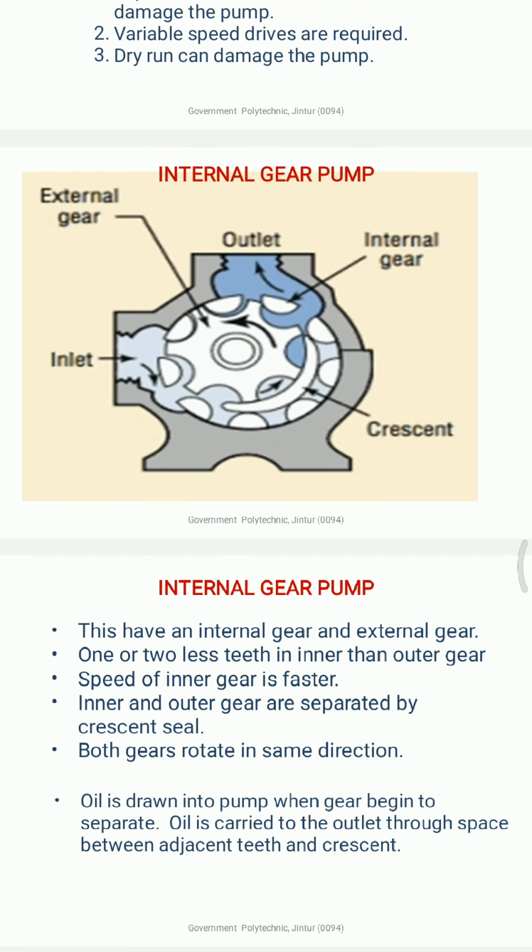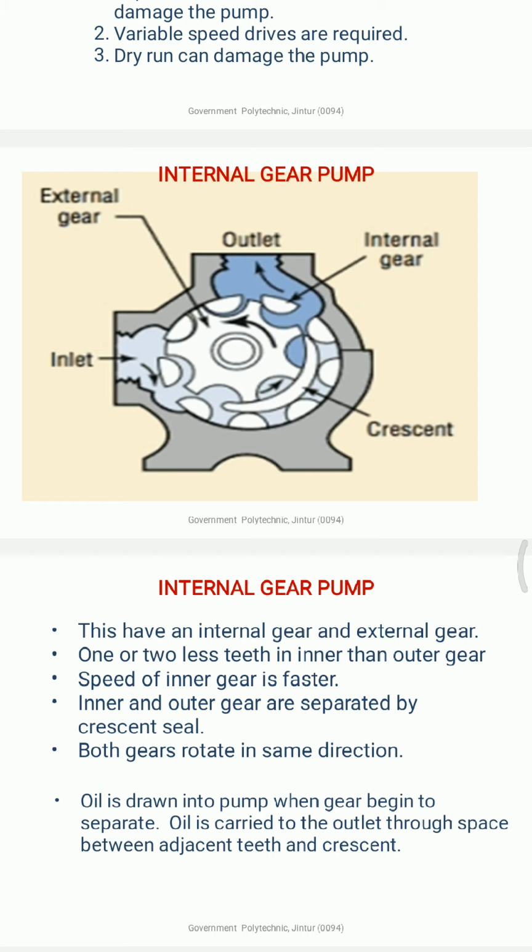Internal gear pump, in this pump one external gear is there, and outside there is an internal gear. Now these are in mesh with each other. Below you can read the construction and working of the internal gear pump. It has one internal and one external gear, with one or two fewer teeth in the inner gear than the outer gear. This is the construction part.